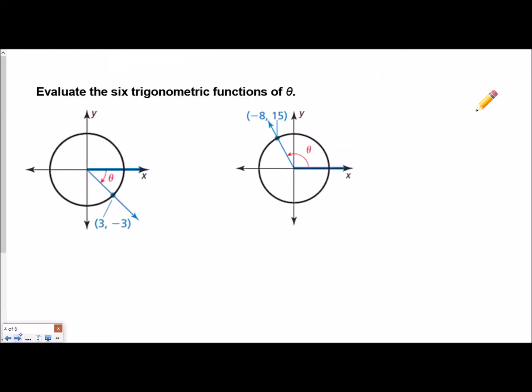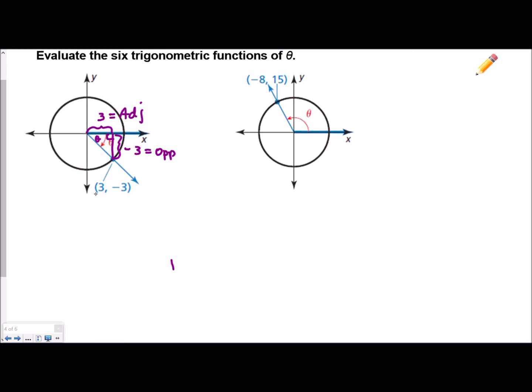All right, let's try one of these. Evaluate the 6 trig functions of theta. All right, we've got our triangle here. Now my distance for x from here to here is 3. My distance for y is -3. Now that's the difference with these, is that now we can have positive and negative values, but it still works exactly the same. Okay, here's my theta. So that's my opposite. This is my adjacent. And I can easily find my hypotenuse, my r.